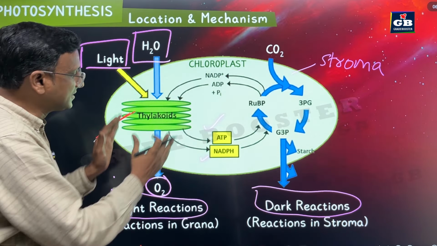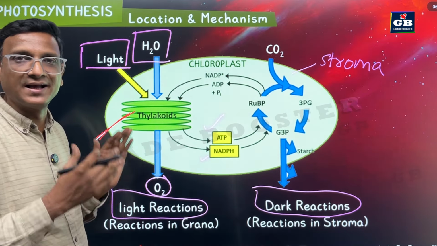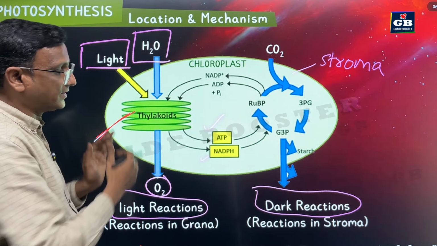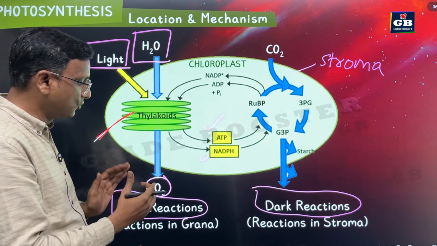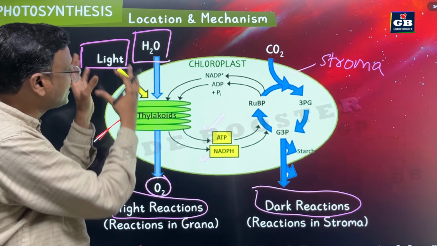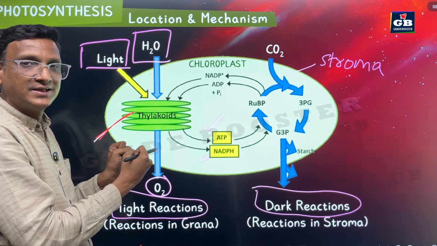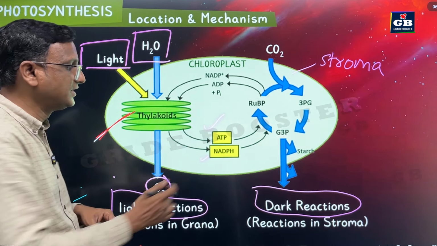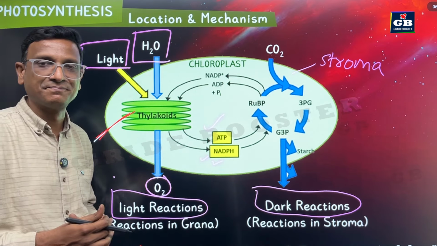So in light reactions, these thylakoids, that means the grana, converted the light and water into oxygen, ATP and NADPH. Means thylakoids trapped the solar energy and kept the solar energy in ATP and NADPH molecules. So these 2 are produced in light reactions.